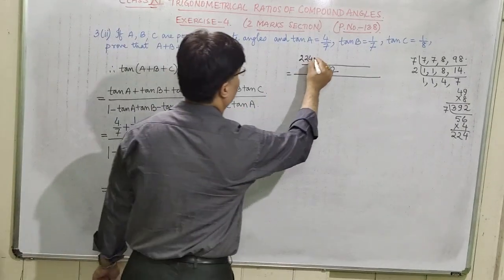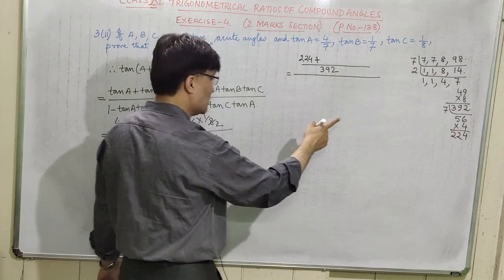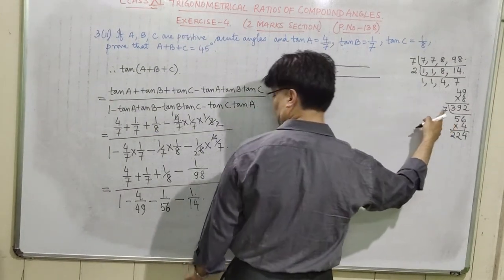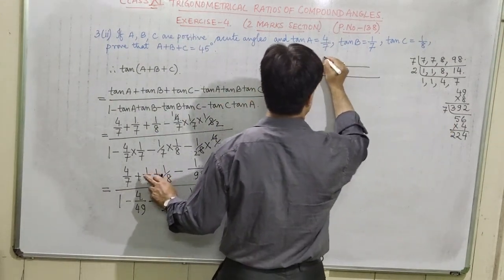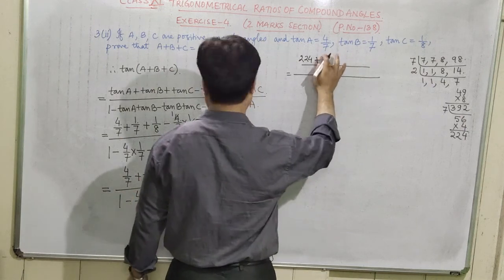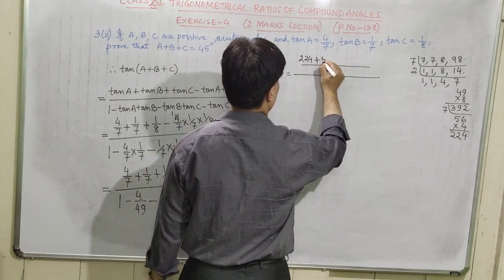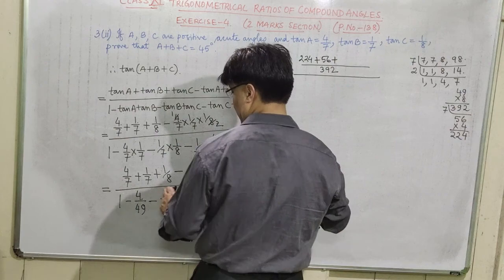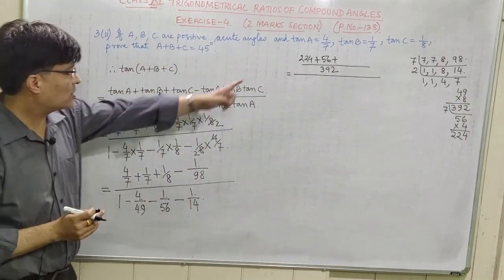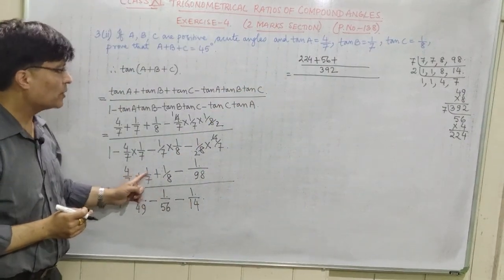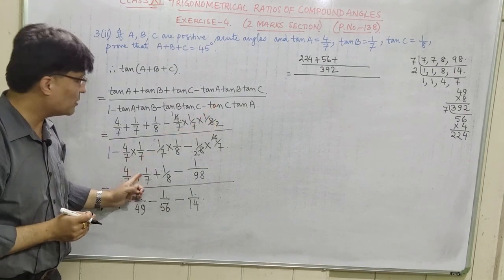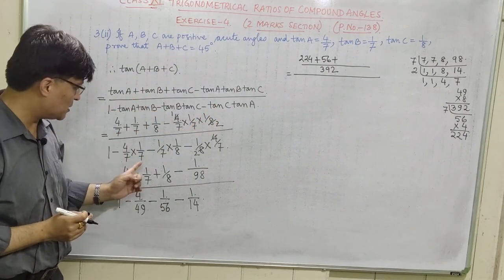Then plus sign. So again 392 is divided by 7, it is 56. So 56 into 1 is 56 plus. Is that clear? If you divide 392 by 7, you will get 56. 56 into 1 is 56.